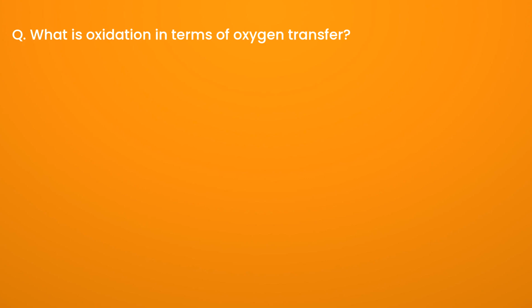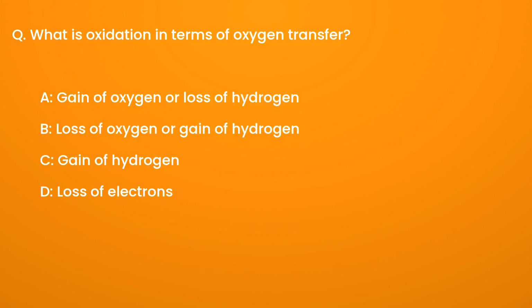Question: what is oxidation in terms of oxygen transfer? Option A. Gain of oxygen or loss of hydrogen. Option B. Loss of oxygen or gain of hydrogen. Option C. Gain of hydrogen. Option D. Loss of electrons. You have 5 seconds to answer the question.